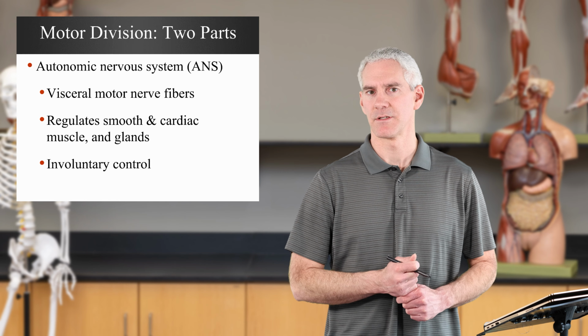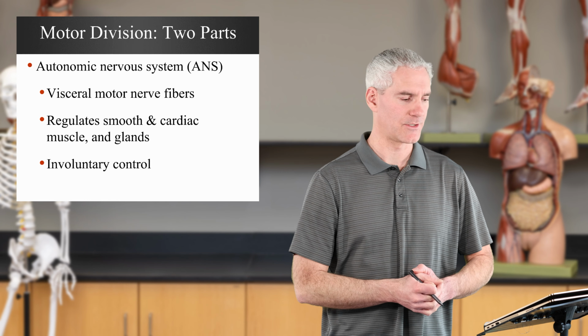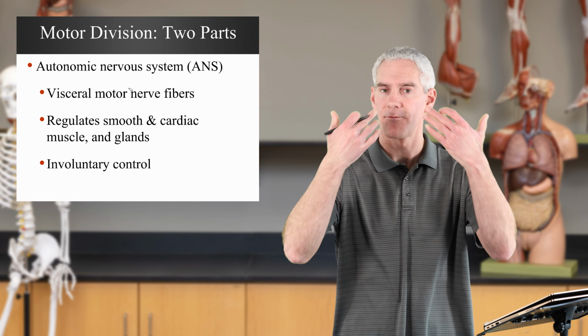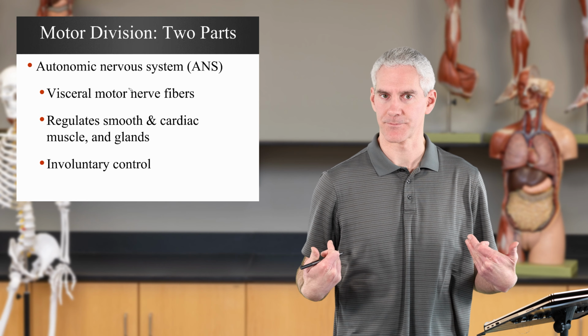The other part of this efferent or motor division is going to be the autonomic nervous system. Be careful, it's autonomic, not automatic. So the autonomic nervous system, also known as the ANS. Now, this one is going to be more visceral motor fibers. It's still sending information away from the brain, away from the spinal cord.